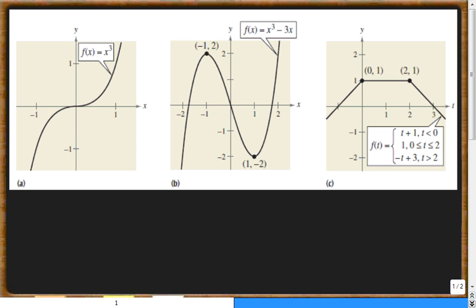All right, so now we're going to look at how we answer where a function is increasing, decreasing, or constant, and how to list that. So here we want to look at our graph. The graph of f of x equals x cubed is right here.